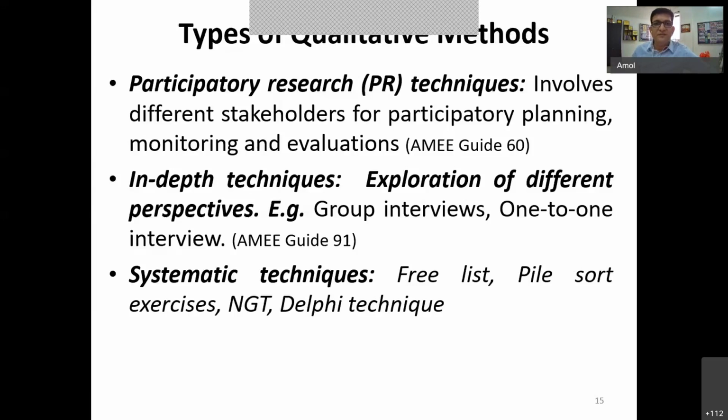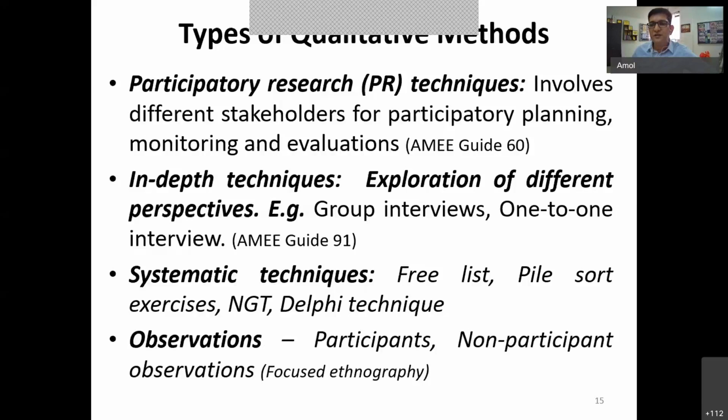Third, there are systematic techniques such as tree list, pile sort, nominal group technique, called NGT, or Delphi technique. Here we do a lot of number crunching, and these methods are quite rapid, and they help us to understand things in a quantified way.